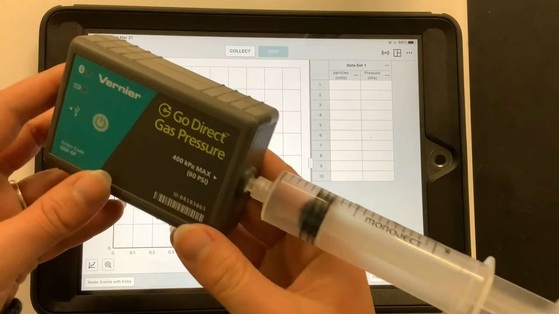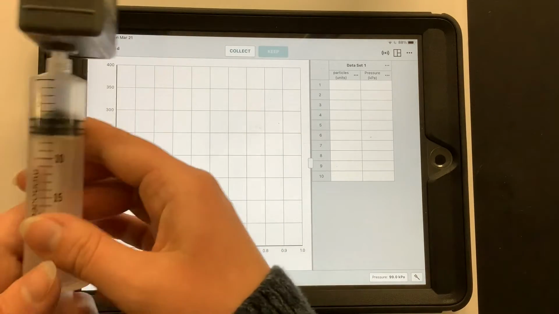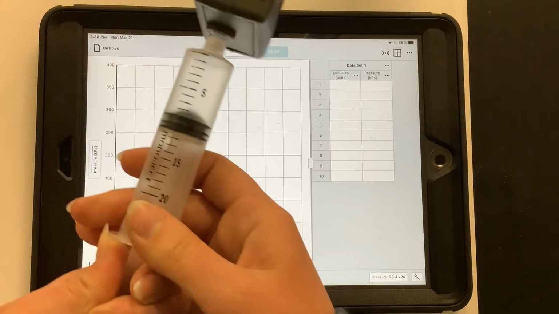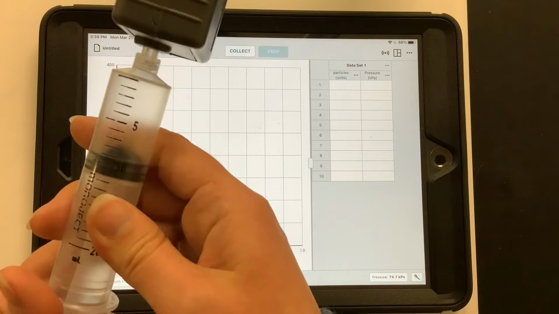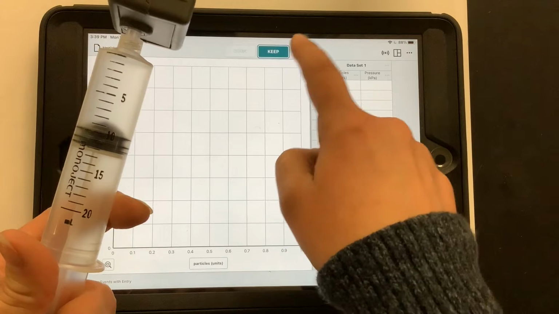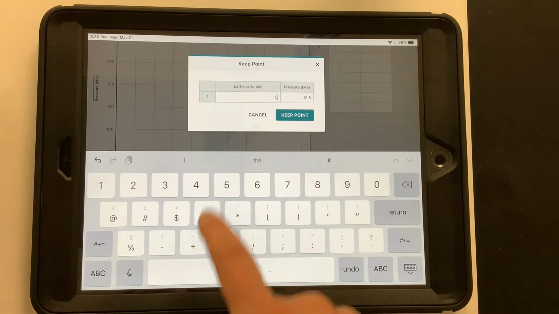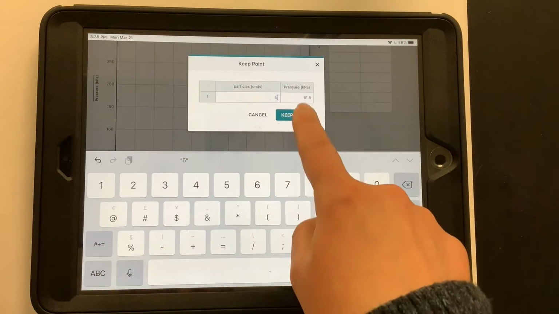Now we need to keep volume the same every time. So the easiest constant volume to use is 10. So we're going to pull the plunger so that our volume goes back to 10. And then we're going to collect our data. And we're going to call this 5 units of particles because we had it at 5 milliliters initially.